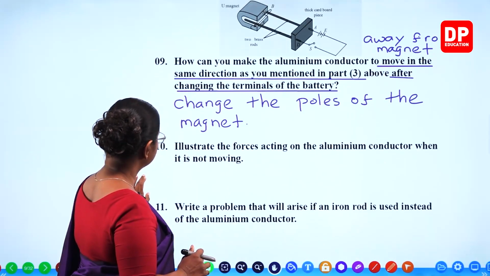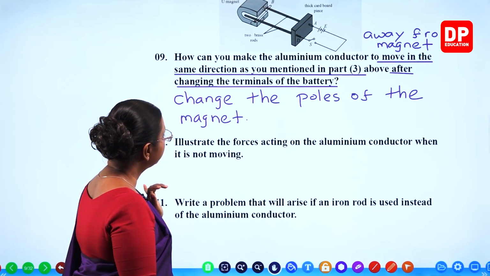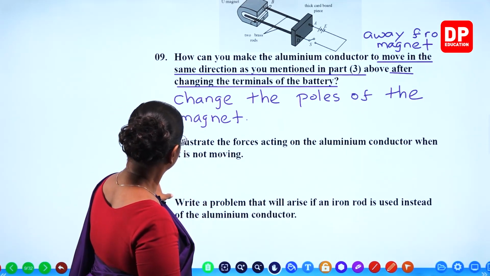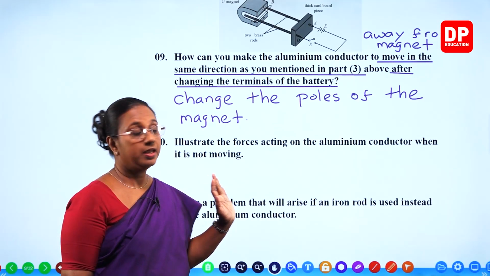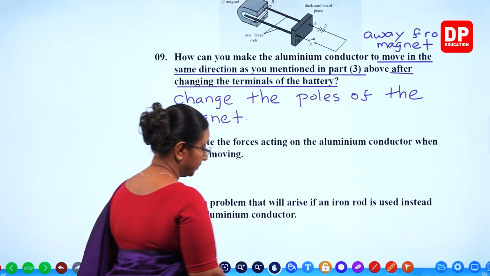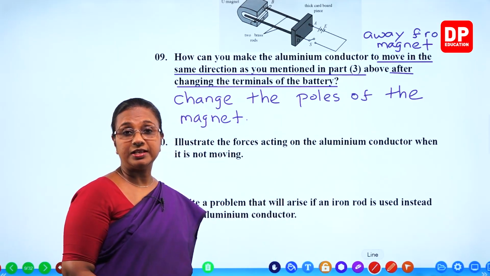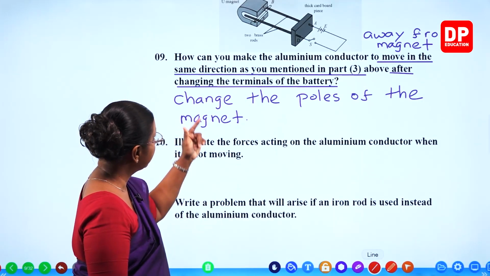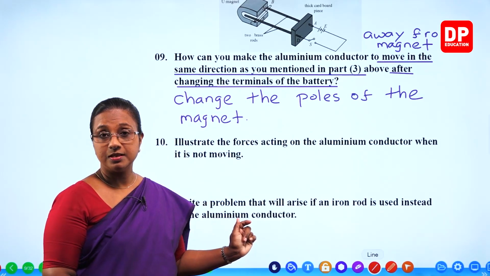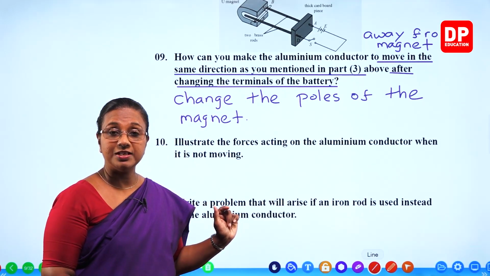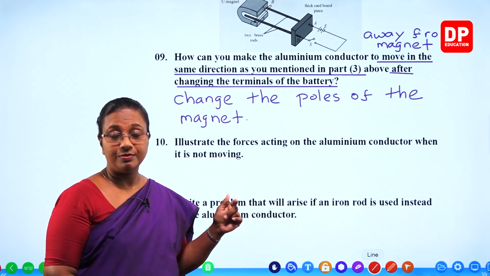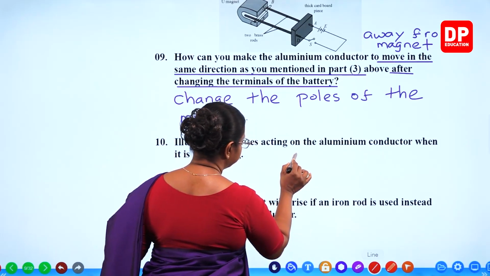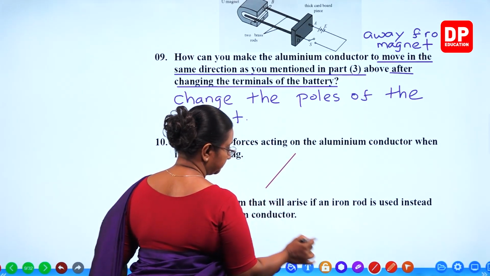Then the 10th part. Illustrate the forces acting on the aluminium conductor when it is not moving. If it is not moving, then what is the force acting on the aluminium conductor? It is going to be the mass acting downwards. So because of that, mass into gravitational acceleration, weight. Weight is the force.